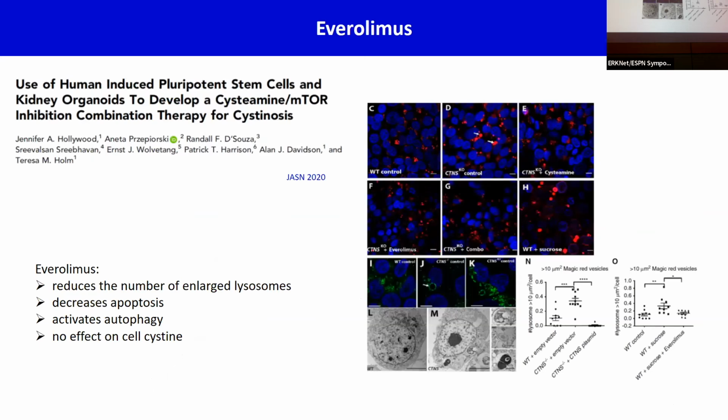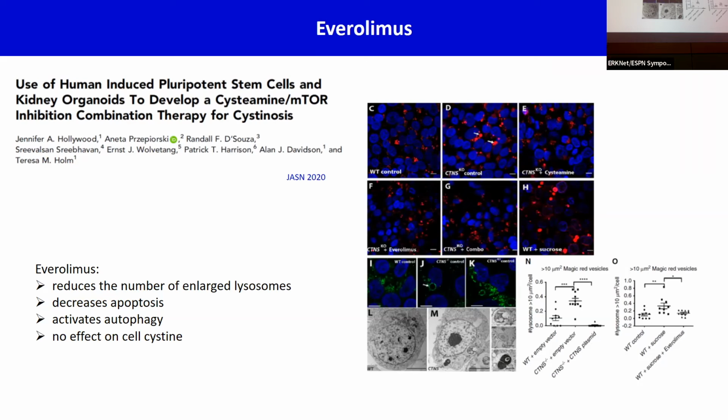The other drug that is being tested now in cystinosis is actually everolimus. I told you that the mTOR pathway is upregulated. This work is being done by the group of Alan Davidson in New Zealand and Jennifer Hollywood. What they have shown is that treating iPS cells with everolimus reduces the number of enlarged lysosomes, decreases apoptosis, activates autophagy, but has no effect on cell cystine.